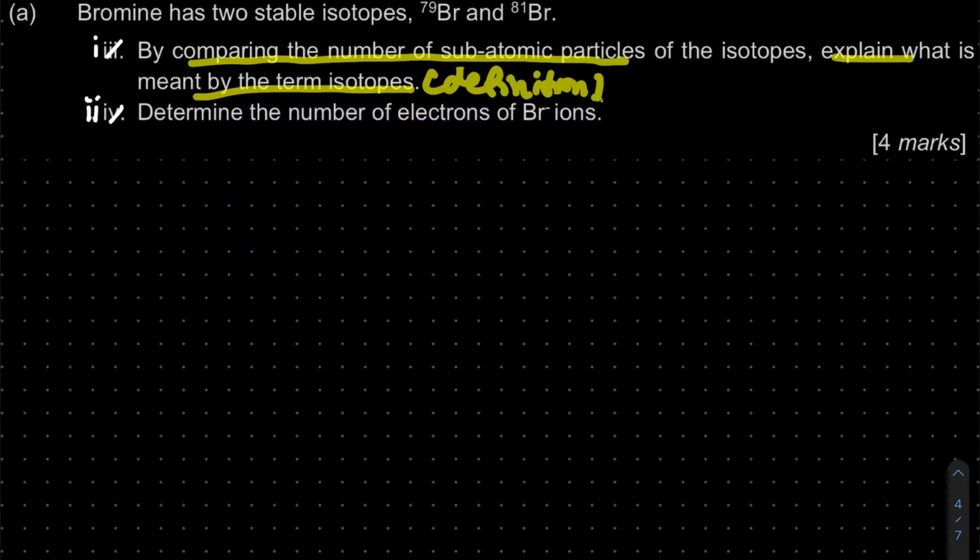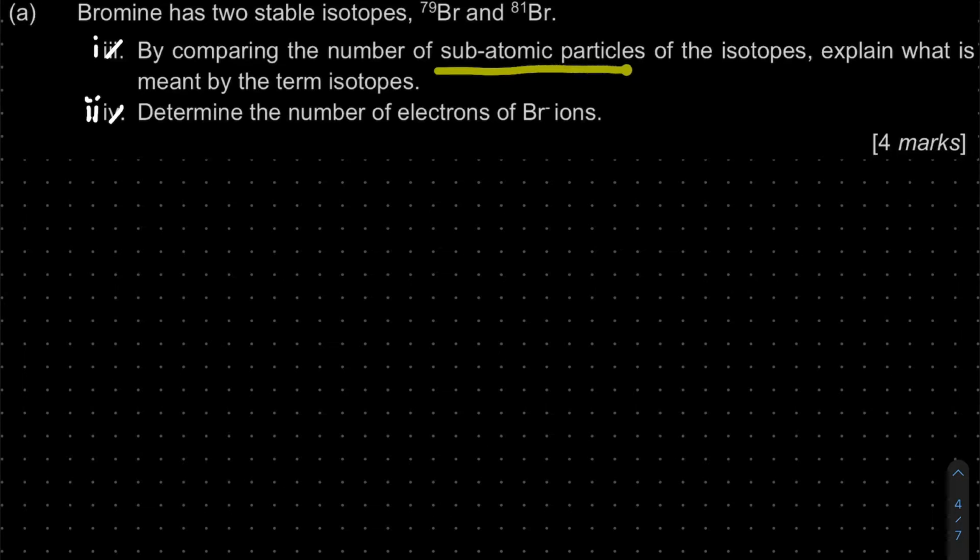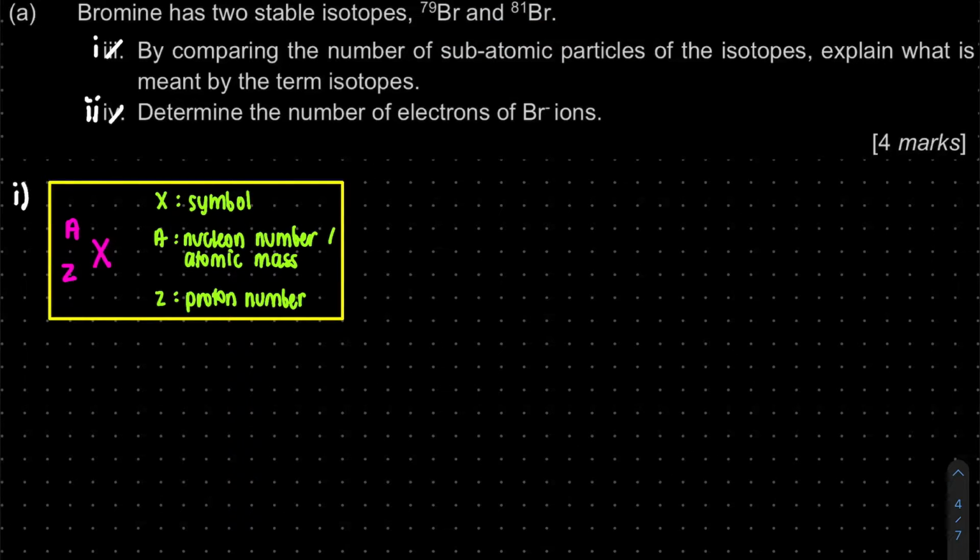But then by comparing the number of subatomic particles, what are your subatomic particles? That is your electron, your neutron, and your proton as well. So how do we determine the number of electron, proton, or neutron? It is from our isotopic notation itself. The isotopic notation follows a format on how to write it down. So what is the format of isotopic notation?